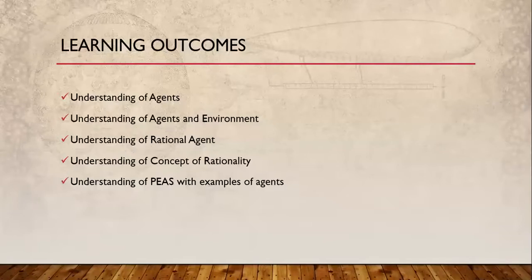And then finally, we understood PEAS, that is performance measure, environment, actuators and sensors, with examples of certain agents like the interactive English tutor, part picking robot, or medical diagnosis system. And yes, the taxi driver agent, etc. There could be many more examples like this which we can think of, and then we can write the performance measure, environment, actuators and sensors for them.